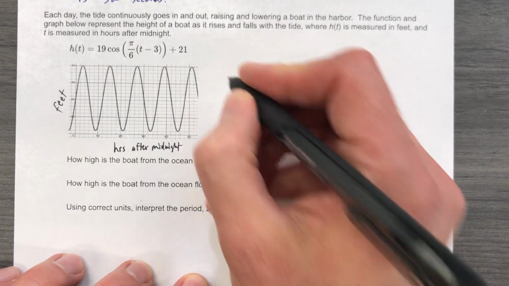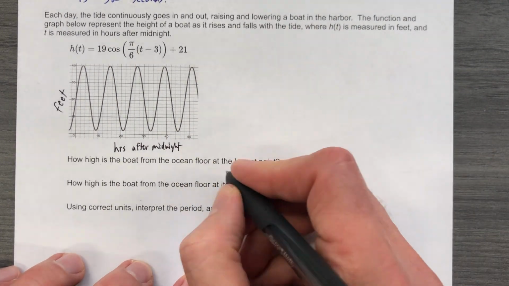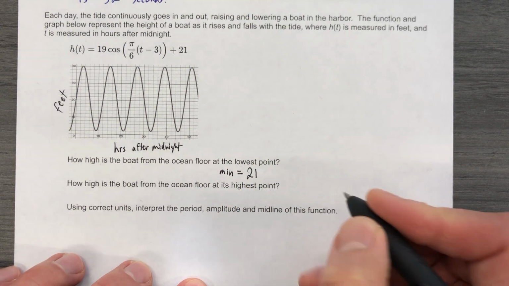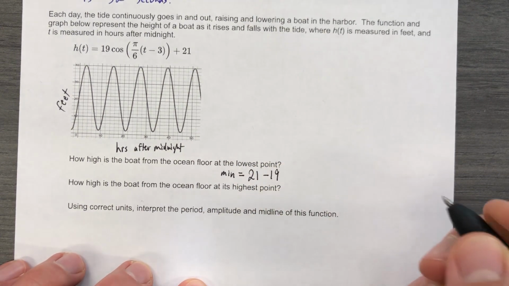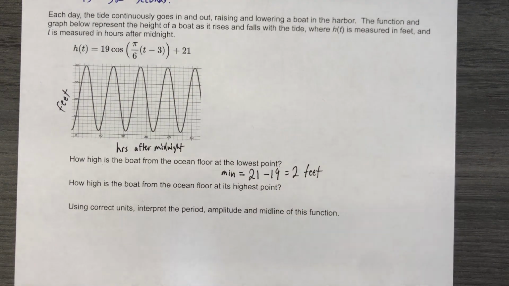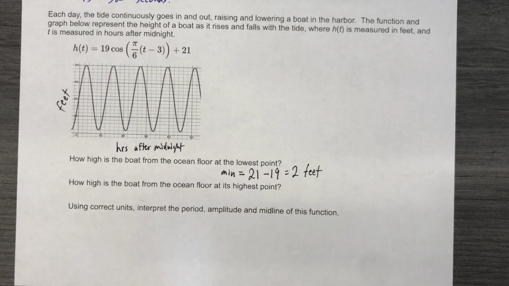Lowest point, that's a minimum. I used to write it here. Let's write it here. So the minimum is going to be, well, the midline's 21, and the amplitude is 19. So 21 minus 19 is 2 feet. So the boat is 2 feet above the ocean floor at that point.